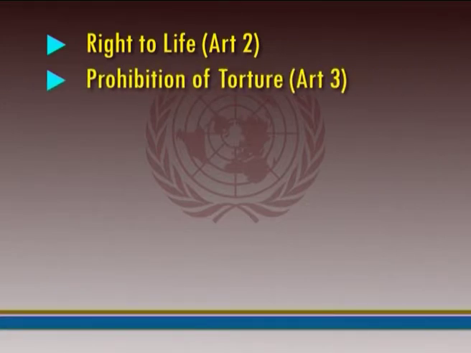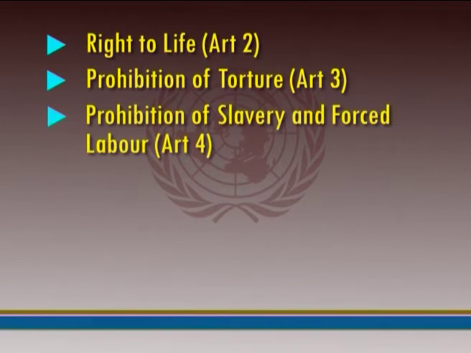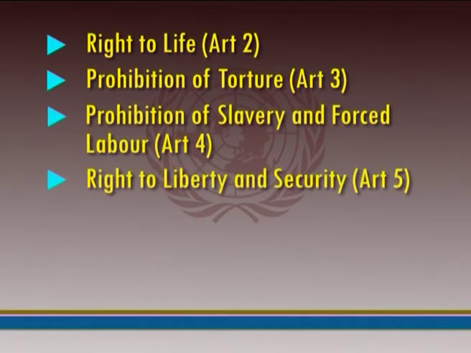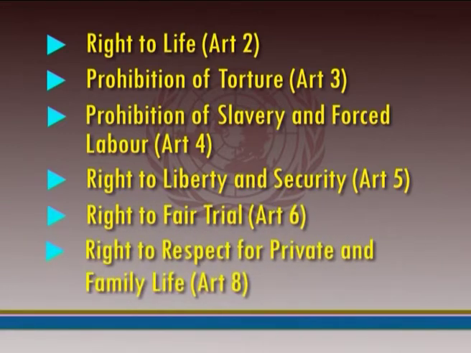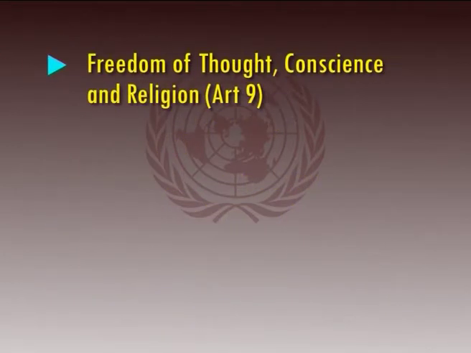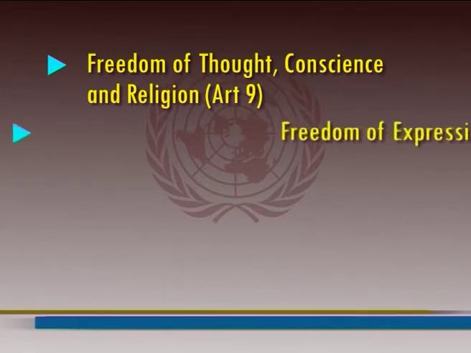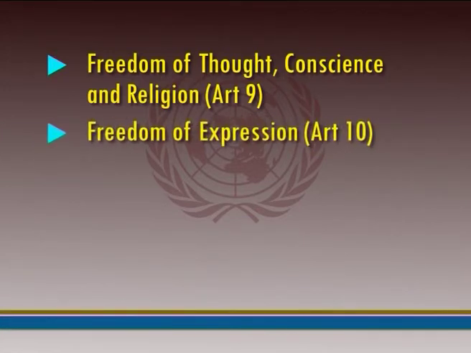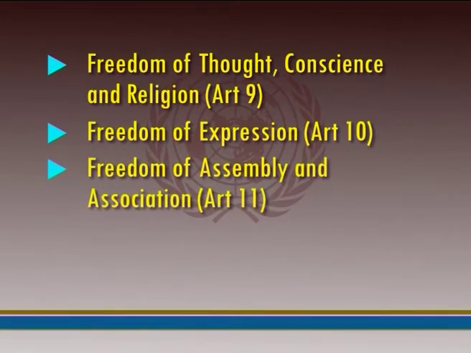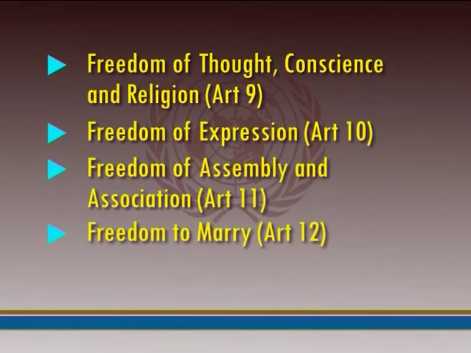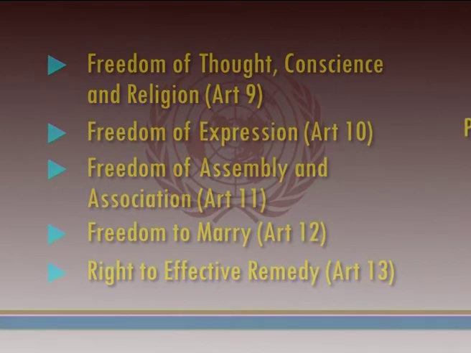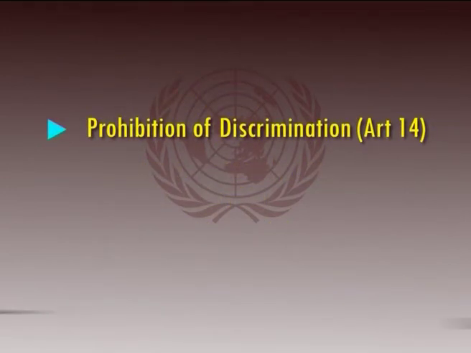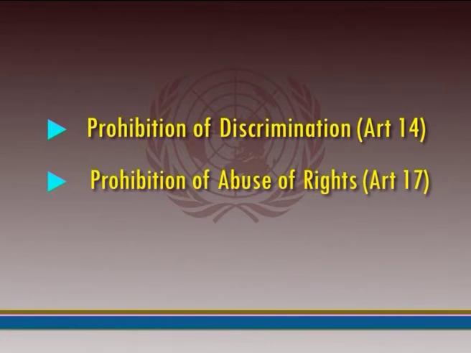torture, Article 3, prohibition of slavery and forced labor, Article 4, right to liberty and security, Article 5, right to fair trial, Article 6, right to respect for private and family life, Article 8, freedom of thought, conscience and religion, Article 9, freedom of expression, Article 10, freedom of assembly and association, Article 11, freedom to marry, Article 12, right to effective remedy, Article 13, prohibition of discrimination, Article 14, prohibition of abuse of right, Article 17.